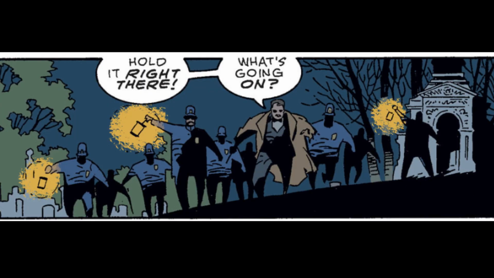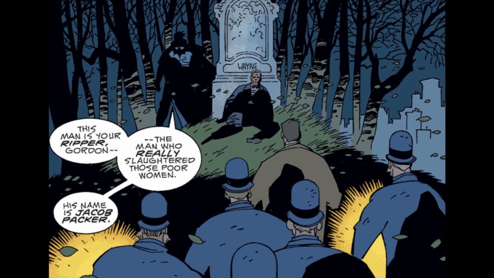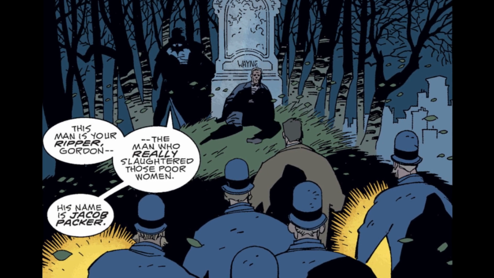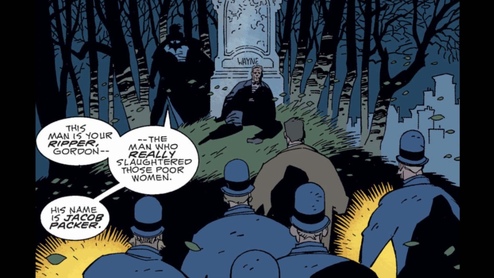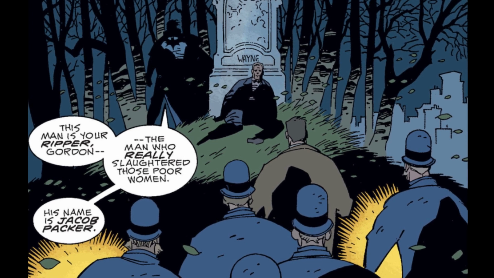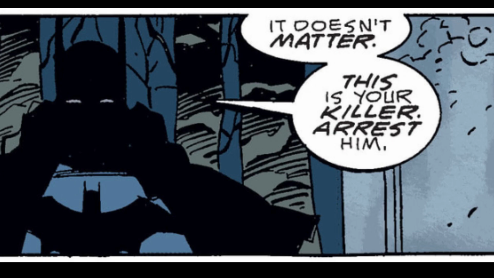And just over the hill, we see Gordon with a slew of officers making their way towards them. And as they approach the tombstone, all they can see is what the light from their lanterns is showing. So even though Batman has his mask off, due to the darkness and the shadows from the surrounding trees, they can't tell who he is. And he goes on to tell them that this man is the Ripper. He's the one who slaughtered those women. His name is Jacob Packer.